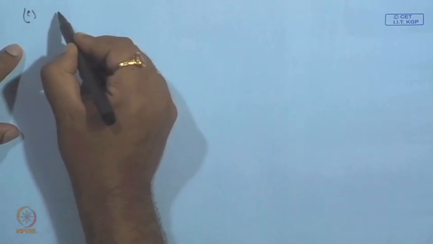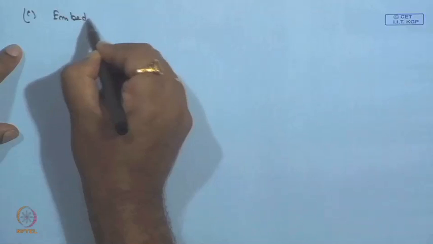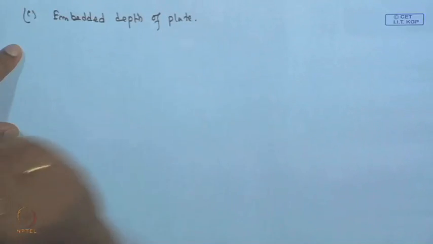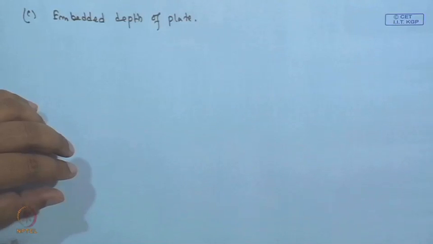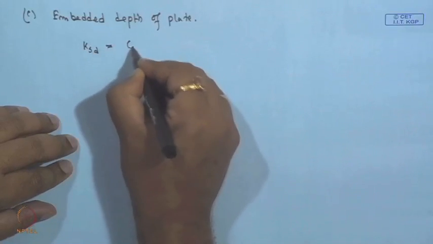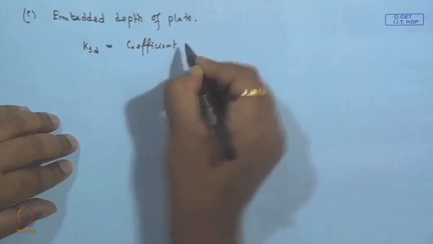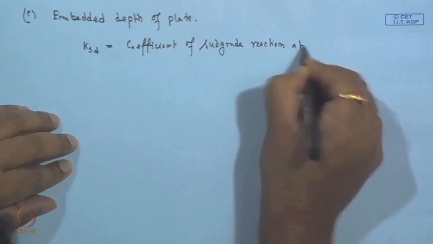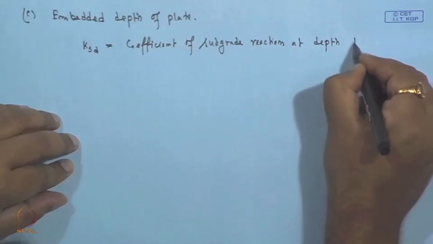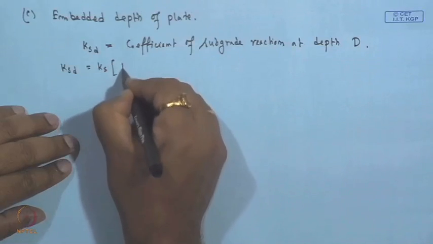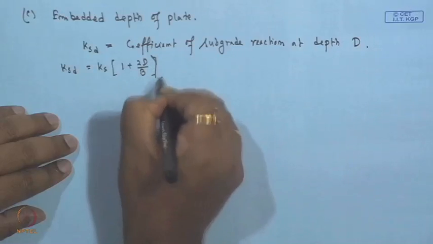So, now the third factor. Here, if K S D is the coefficient of subgrade reaction at depth D, then K S D is equal to K S 1 times (1 plus 2D by B).